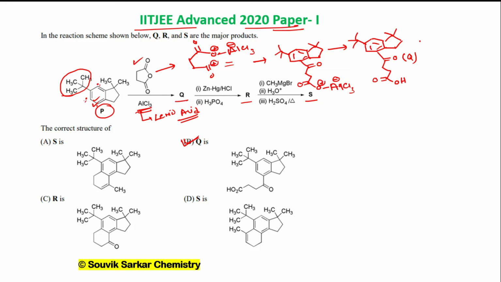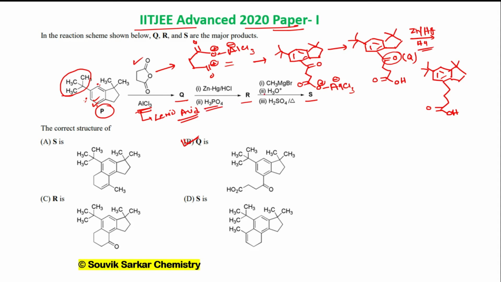Okay. Now it is further reacting with zinc amalgam and HCl. So this is a Clemmensen reduction and it will reduce this carbonyl group to CH2. So it will form this molecule, C double bond O, OH. So due to the Clemmensen reduction, this carbonyl group will reduce to CH2.